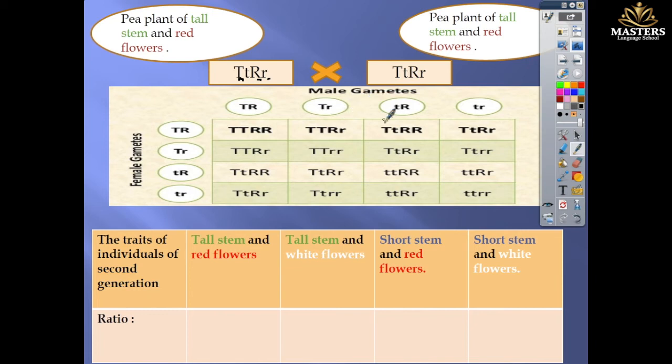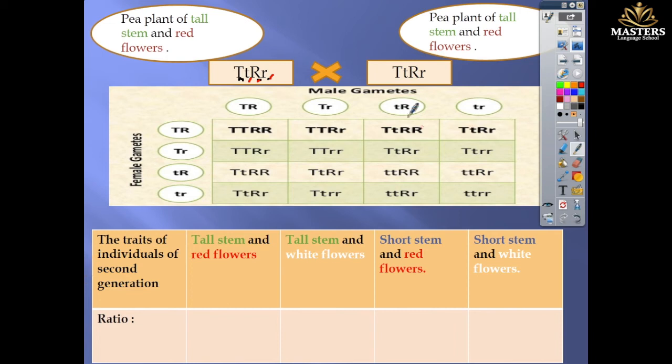After that, we will take the second factor of tall stem with the first factor of red flower. So it will be C small, R capital. After that, we will take the second factor of tall stem with the second factor of red flower. So it will be C small, R small. That's about the gametes. And the female gametes are like the male gametes.